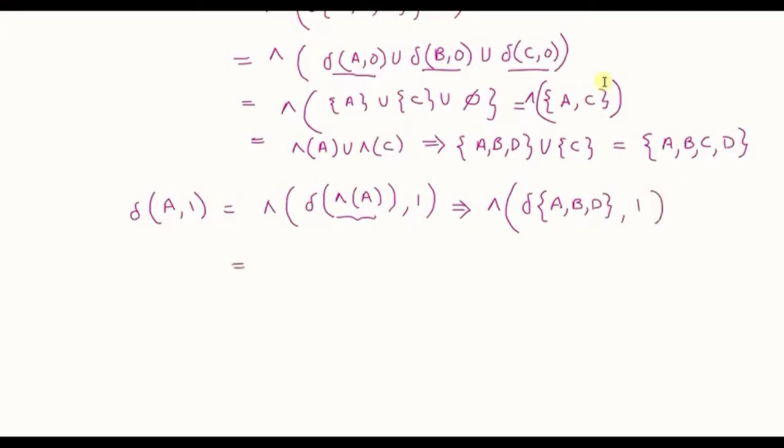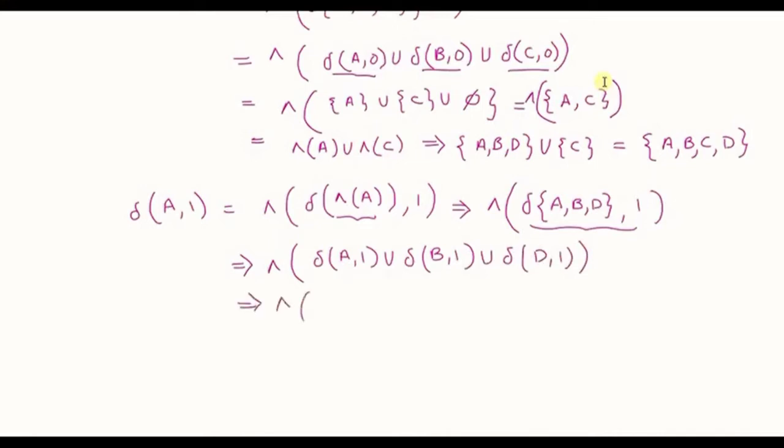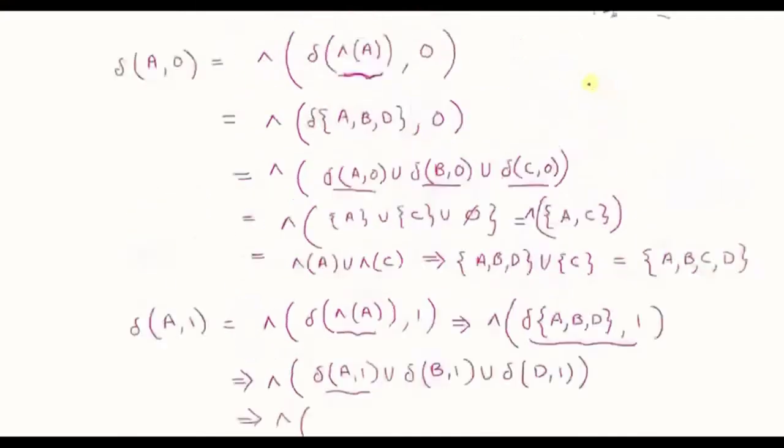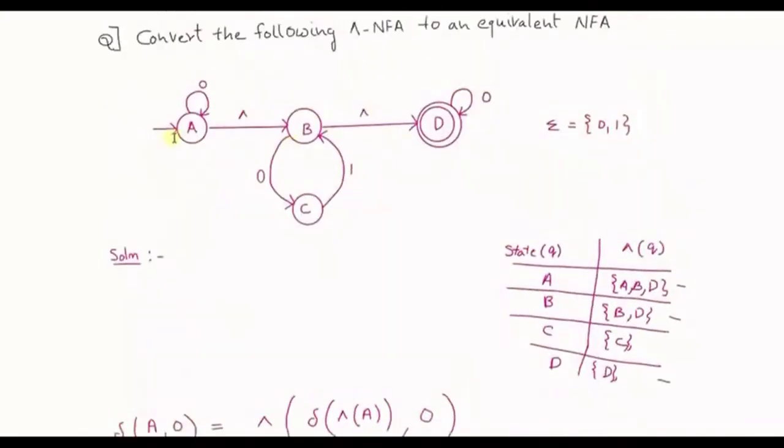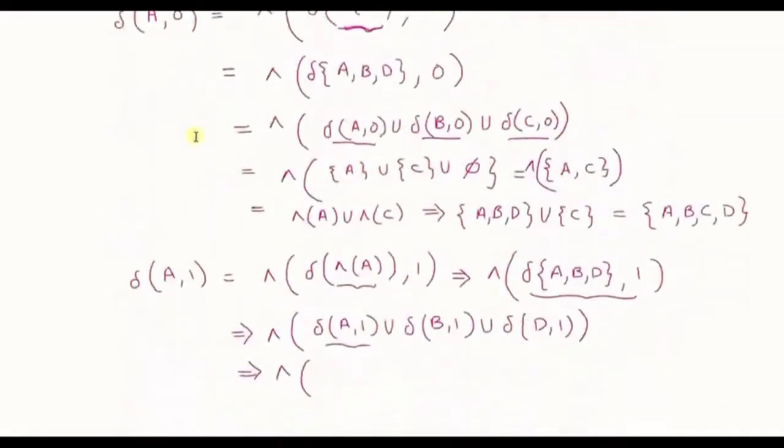Then as you go further, next you need to distribute this ABD. So this can be written as E closure of del of A on 1 union del of B on 1 union del of D on 1. Then you need to individually find out. It will be E closure of, what is del of A on 1? A on the reading 1 does not go anywhere, so the answer to this is null.